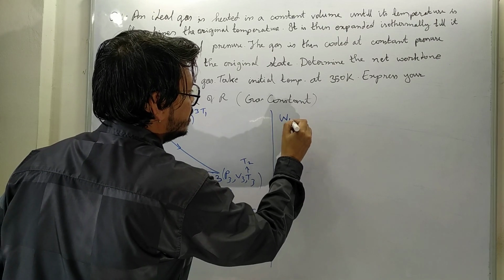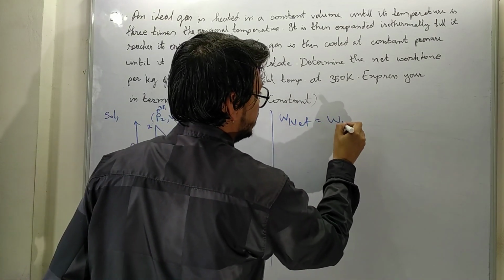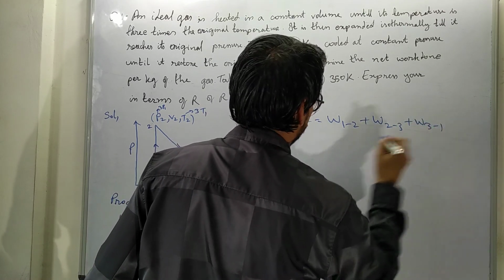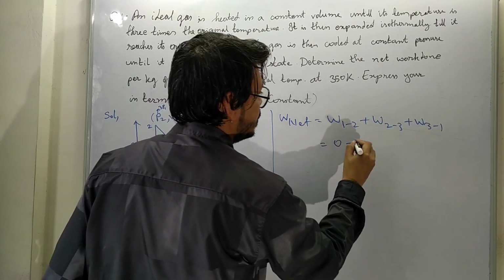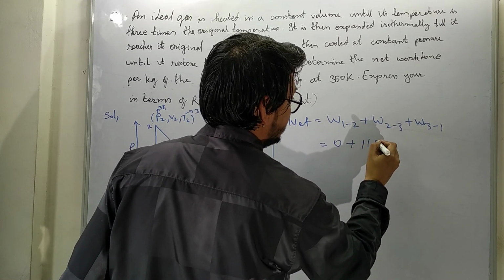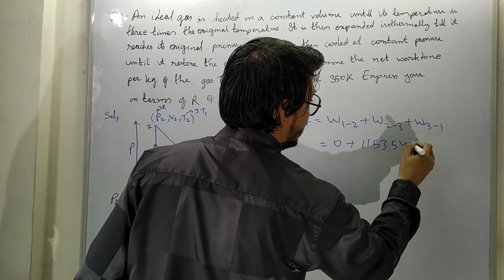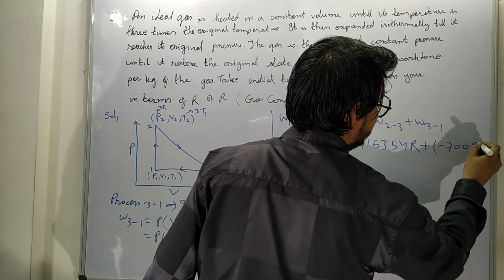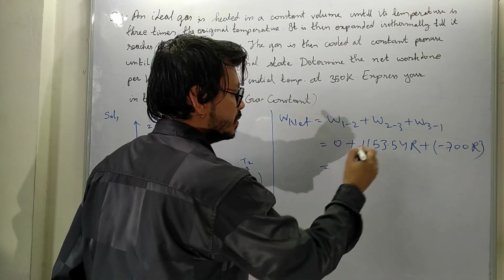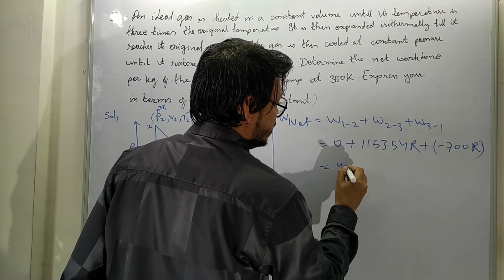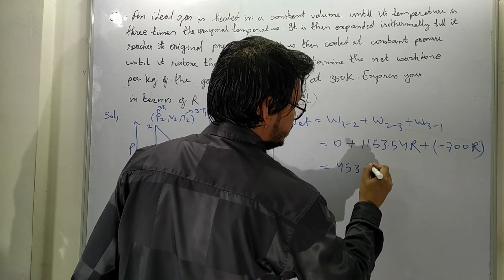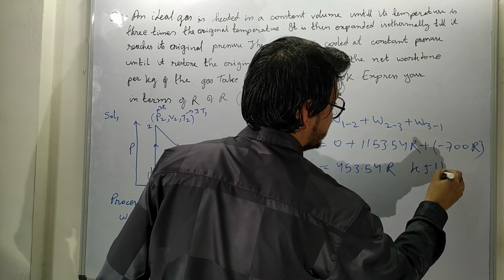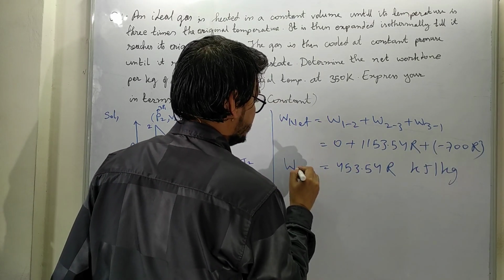Now the net work done is equal to the work done by process 1 to 2 plus the work done by process 2 to 3 plus the work done by process 3 to 1. The work done by process 1 to 2 is 0, plus the work done by process 2 to 3 is 1153.54 R, plus the work done by 3 to 1, minus 700 R. So the value is 453.54 R kilojoule per kg. This is the net work done by the cycle.